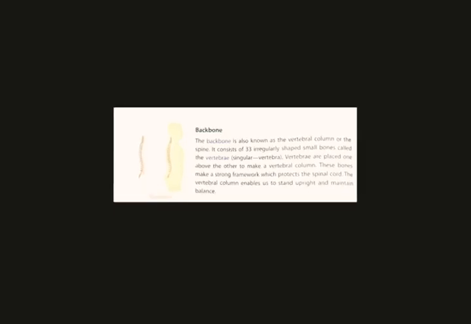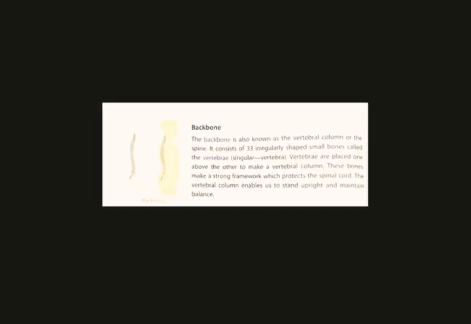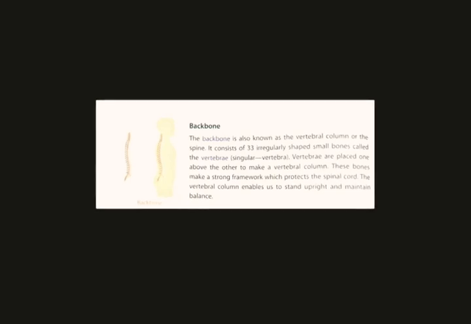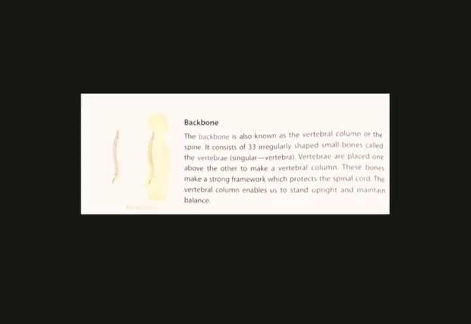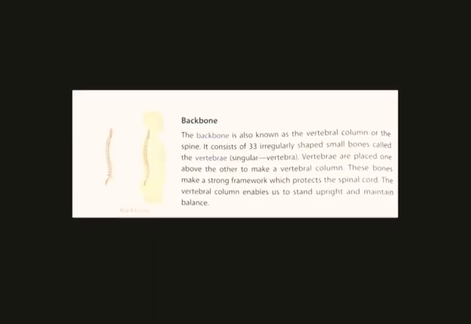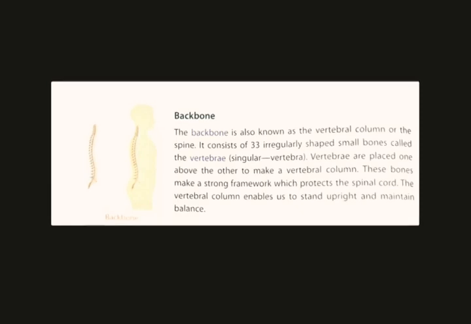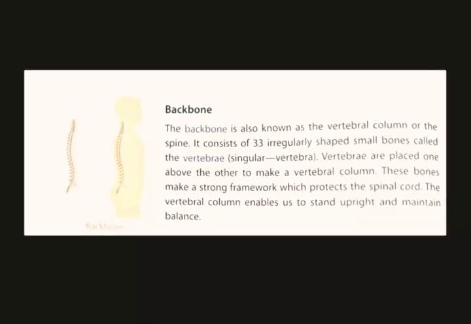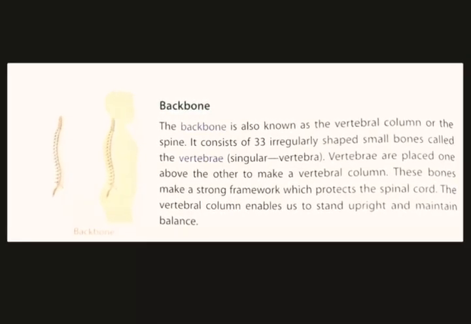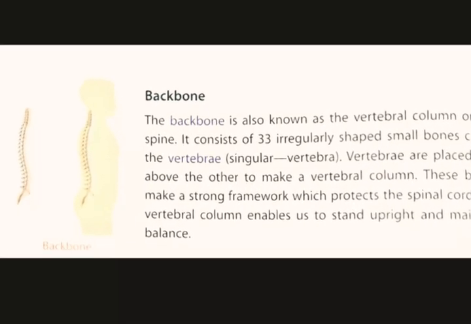So, the backbone is also known as the vertebral column or spine, and it consists of 33 irregularly shaped small bones, vertebrae, placed one above the other to make a vertebral column. These bones make a strong framework which protects the spinal cord. And the vertebral column enables us to stand upright and maintain balance. So we can stand and hold ourselves only because of this backbone.